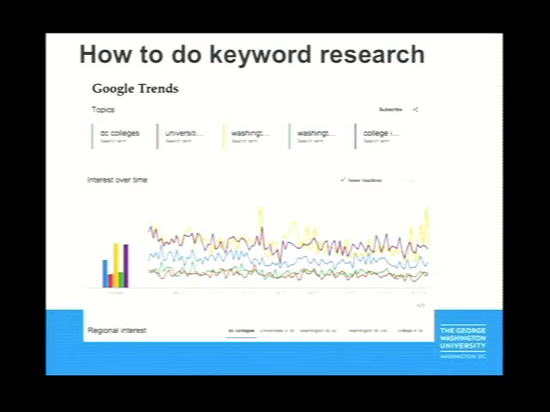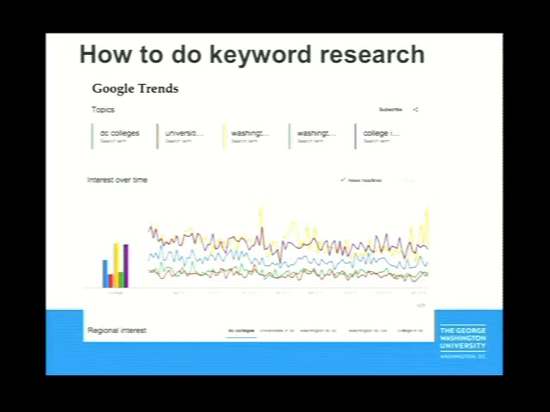Google Trends is one I use relatively regularly for our SEO as a university. What you'll see here is a search in Google Trends for the last 2 years for the keyword phrases DC colleges, universities in DC, Washington, D.C. schools, Washington, D.C. colleges, and college in D.C. Those are all keyword phrases that we know people use.